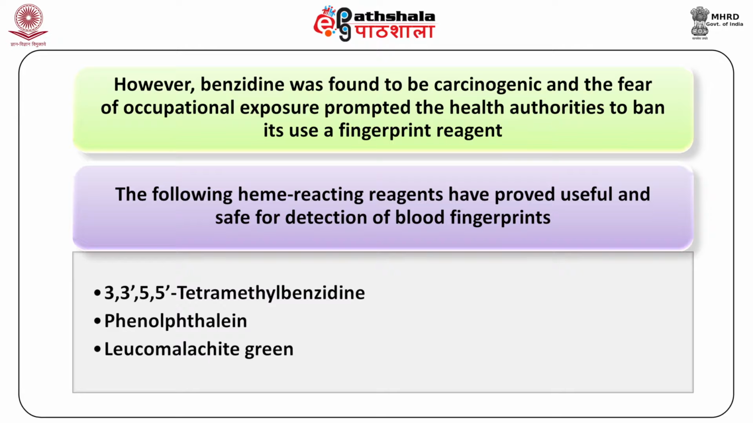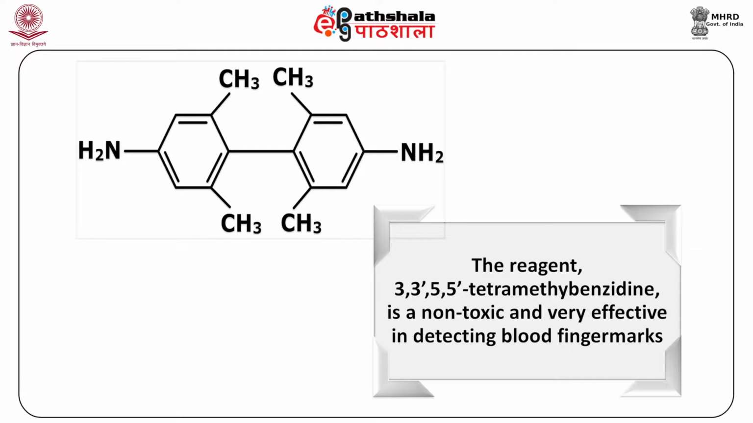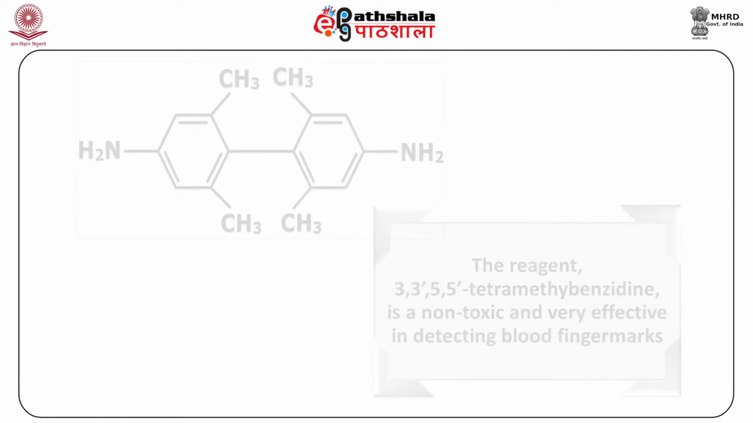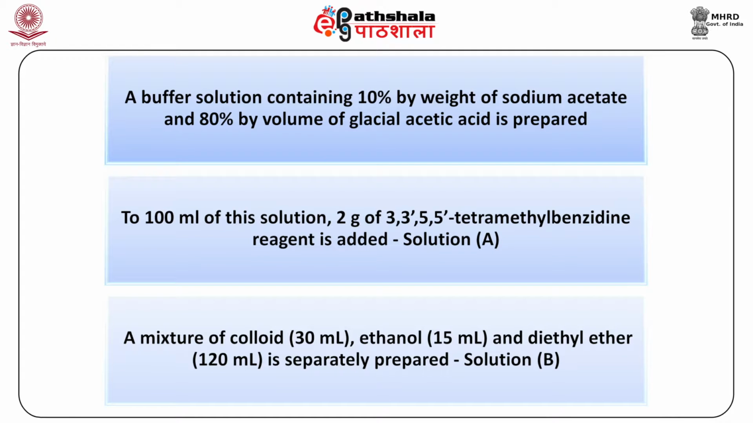A. 3,3',5,5'-tetramethylbenzidine. The reagent 3,3',5,5'-tetramethylbenzidine, the structure of which is shown in the given figure, is non-toxic and very effective in detecting blood finger marks. A buffer solution containing 10% by weight of sodium acetate and 80% by volume of glacial acetic acid is prepared. To 200 ml of this solution, 2 gram of 3,3',5,5'-tetramethylbenzidine reagent is added. This is designated as solution A.